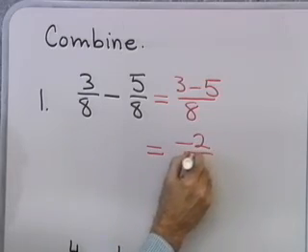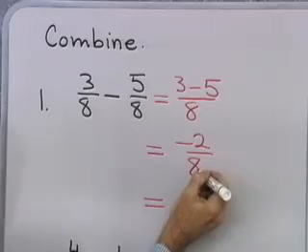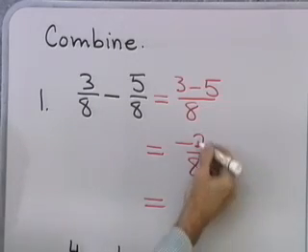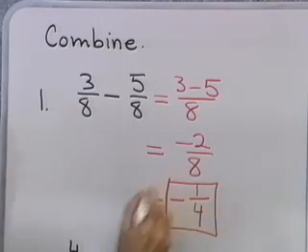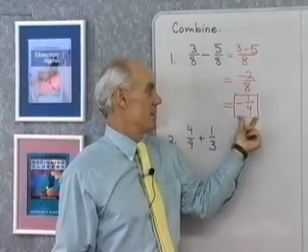negative 2 divided by 8. Now I'll reduce to lowest terms by dividing the numerator and denominator by 2. So I end up with 1/4, and then a negative divided by a positive is a negative. So the answer to that problem is negative 1/4. 3/8 subtract 5/8 is negative 1/4.